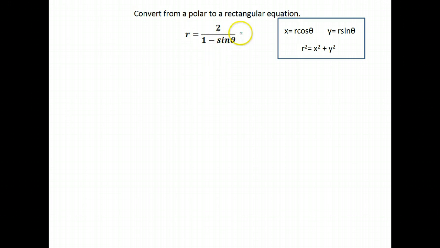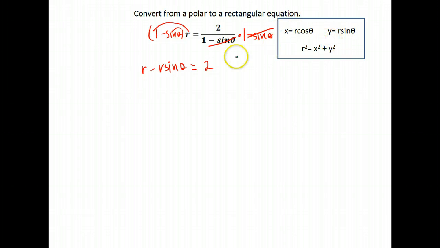The first thing I'm going to do here is get rid of that fraction by multiplying by the denominator. We'll cancel it here, and on this side, you have to do it on both sides if you're going to multiply. Okay, so I get just 2 over here, and here if I distribute, I get r minus r sine theta. So that has actually solved one of my issues. I now have an r with my sine, which is what I need for my conversion.